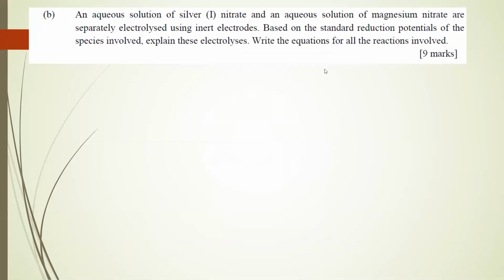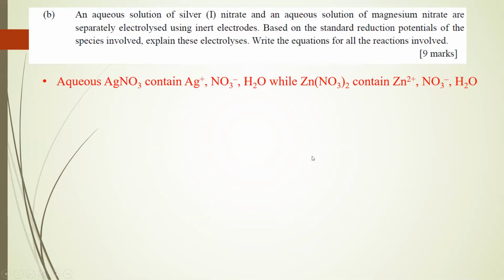You must have the species that are involved, find the suitable standard electrode potentials and compare their values. At the anode, we choose the one which is more negative or least positive. And at the cathode, we choose the one which is more positive or least negative. Then try to write down why it is happening, what the particles responsible for it are. Let's say silver nitrate contains silver ion, nitrate ion, and water. For magnesium nitrate, it is not zinc, it is magnesium. Sorry, typing error.